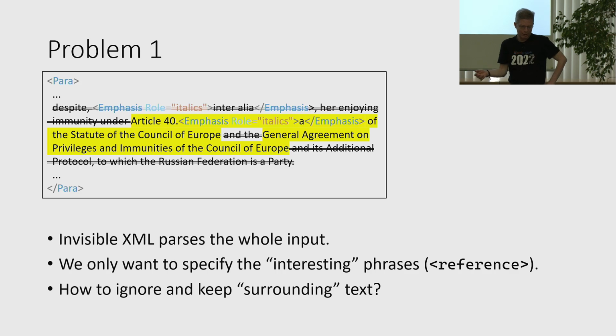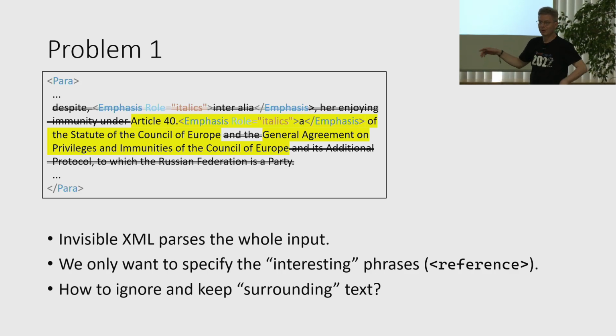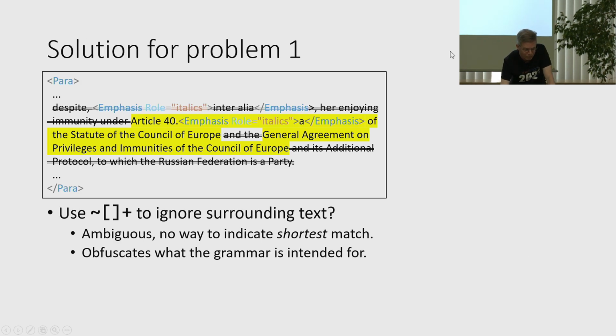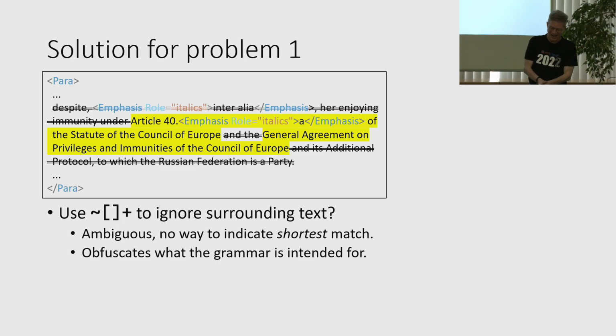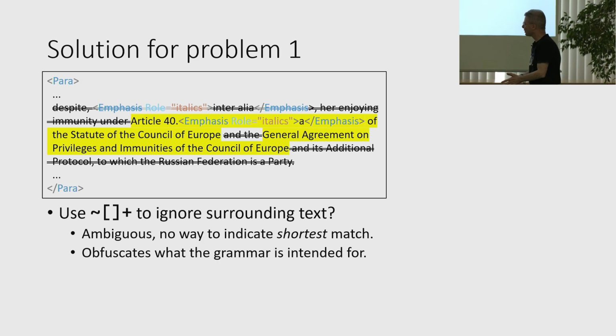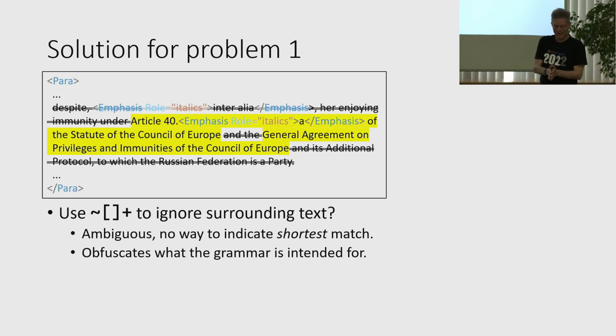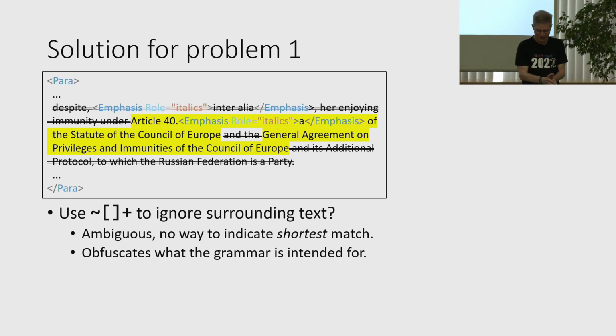So the question is, how can we ignore but also keep the surrounding text and just mark up the bits that we've recognized? Now, there are several solutions that we could provide. One thing would be to use this funny pattern to ignore the surrounding text. This means it's not one or more occurrences of anything, which means anything goes. However, this is ambiguous, because in XML there's no way to indicate the shortest such match.